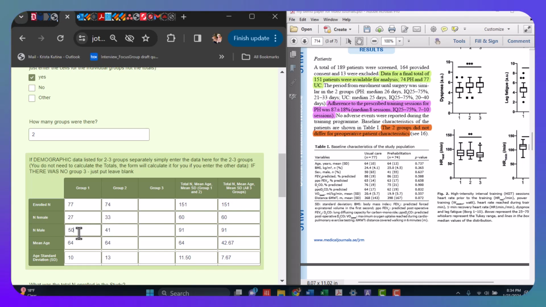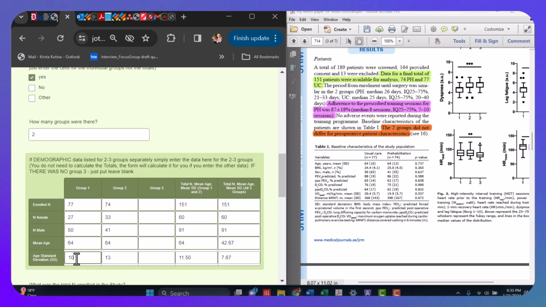Again, in my paper, they only gave the number of males and then gave what percentage of the total and in that group it was. So I had to get out my Windows calculator and do a little bit of calculation there, but I found the number of female participants just by using that percentage they reported. So I found 27, 33, and 41. The mean age they reported was 64 for both groups. And again, ignore this column unless you have a third group, okay? This is for 2 groups.